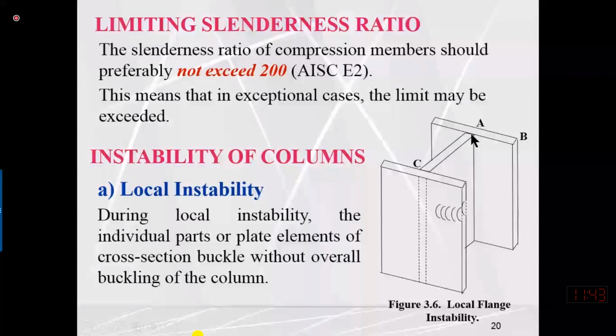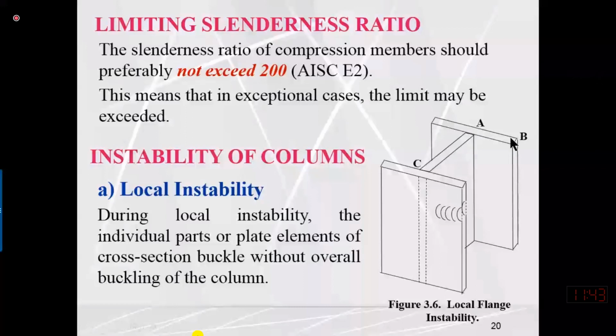Web is a stiffened element. Why? Because it is connected from both sides. And the unstiffened element is the portion from A to B, which is the flange. This is unstiffened because only one end is free and it is connected only from the other side. So local buckling may occur in the stiffened element and in the unstiffened element.